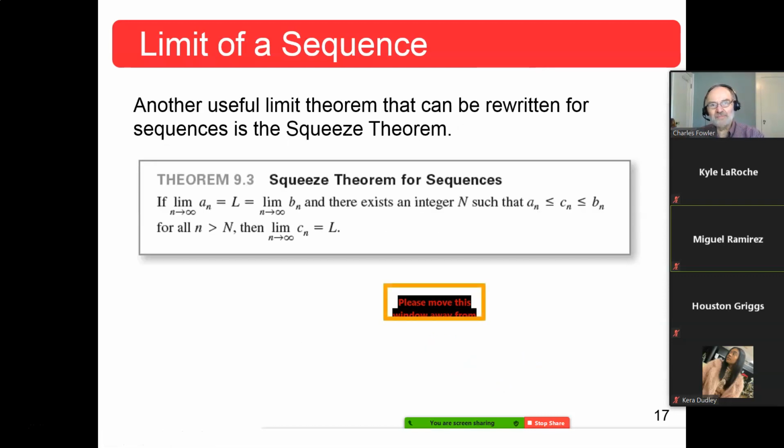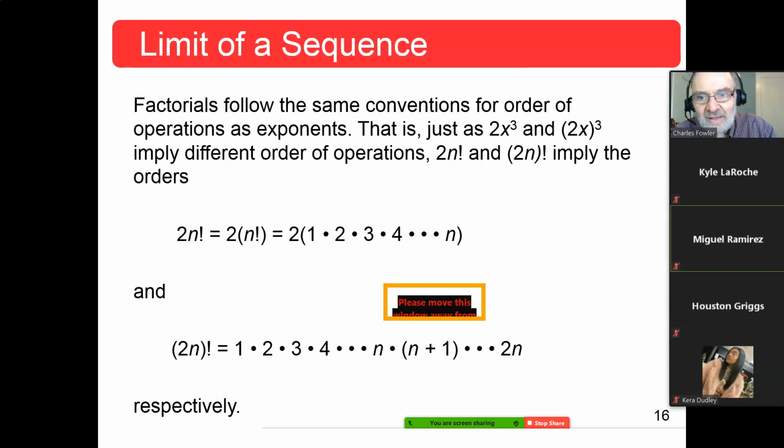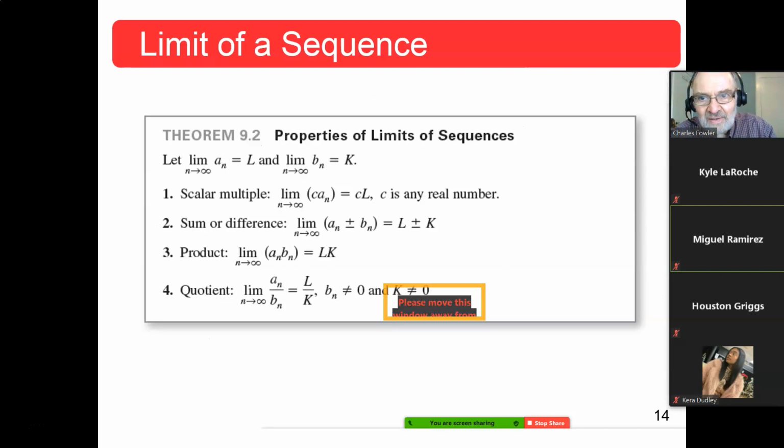Another useful theorem that can be rewritten. Let me make sure I'm not skipping something. Oh my goodness, I did skip something, didn't I? Yuck, I skipped a lot. Let me go back, sorry. Right here, before we even get to factorial, they skipped examples 3 and 4. So let's do example 3.